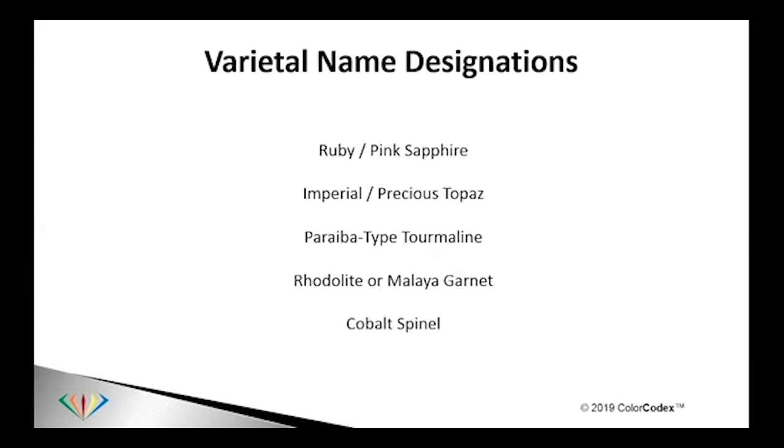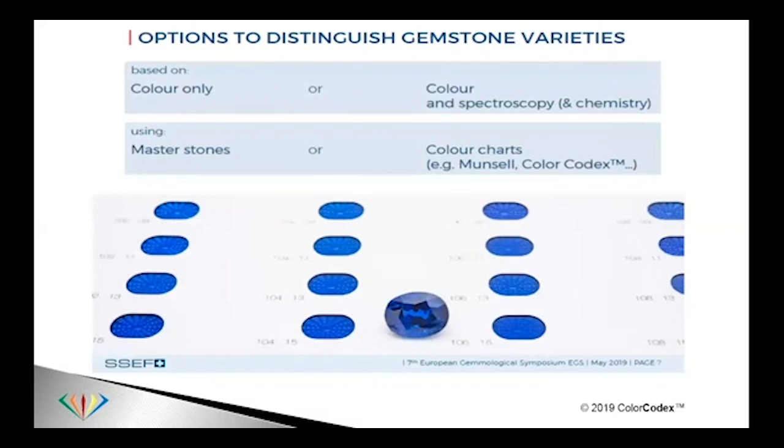But where I really see the benefit for the industry, for labs, is in variety designation. Here are just some obvious examples using corundum, topaz, tourmaline, garnets, and spinel. I'm going to talk a little bit more about this. This is a slide that I borrowed from Michael at the SSEF. He gave a presentation on this topic at the Swiss Gemological Conference last year.